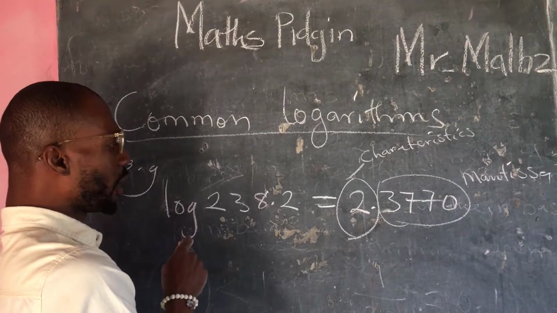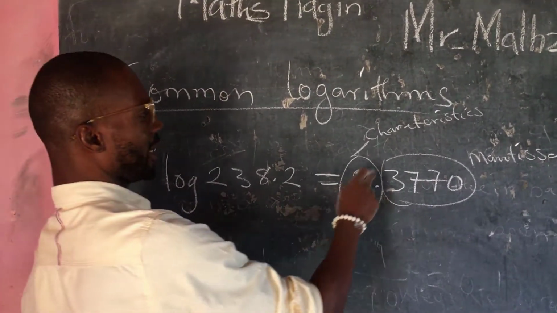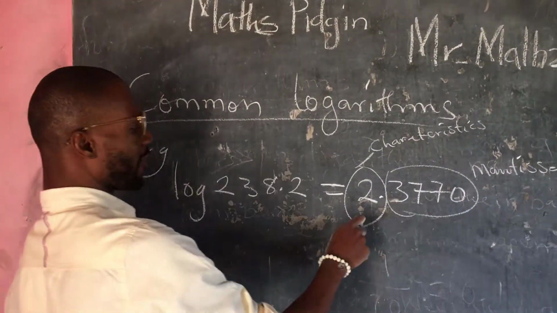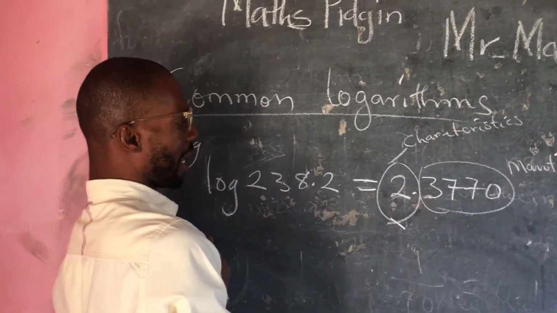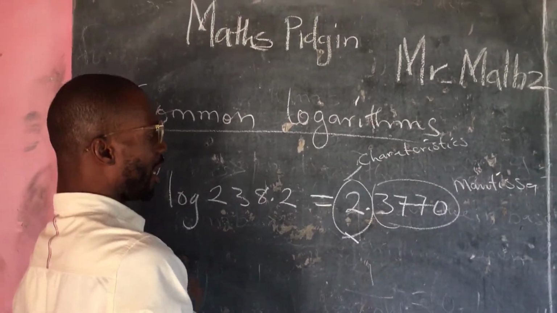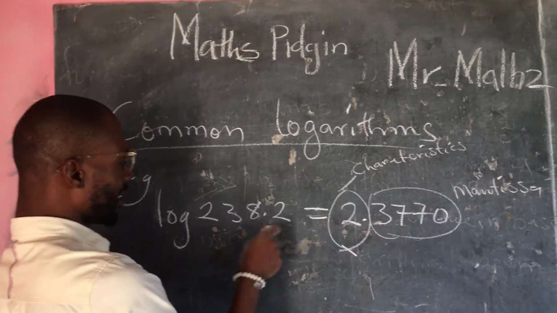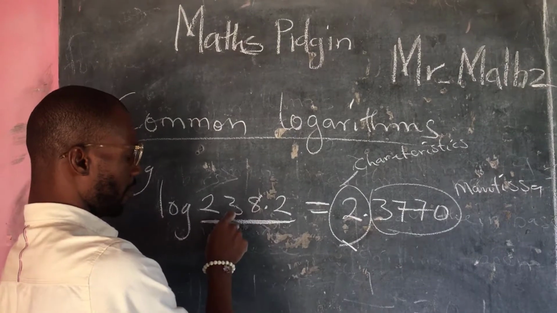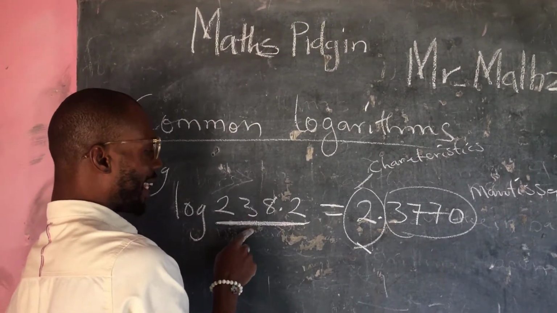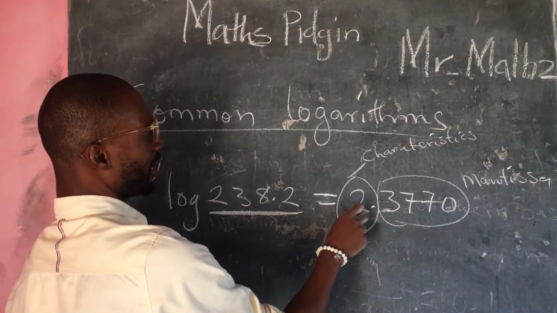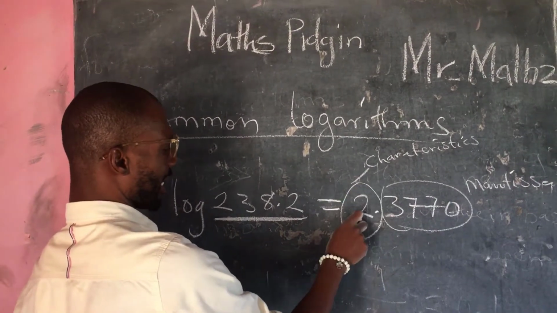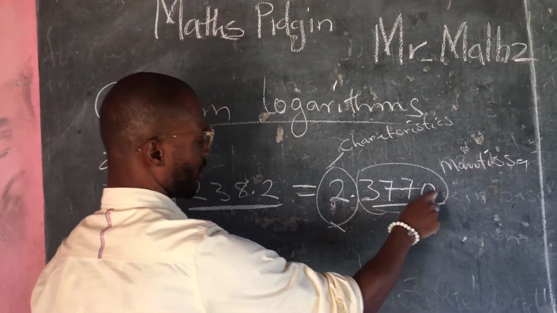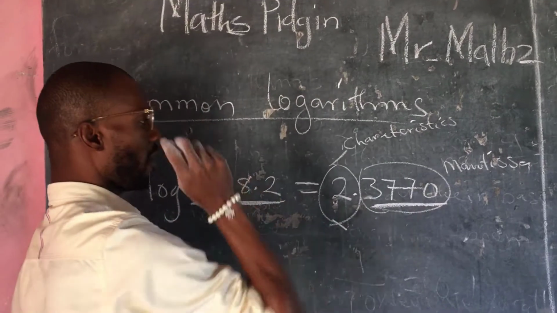First, what we do is find the characteristic. So to find the logarithm of a number, we first find this integral part, which is the characteristic. To find it, we express this number in standard form. The power of 10 is what forms the characteristic. Then the other part, we look for it in the four-figure table.